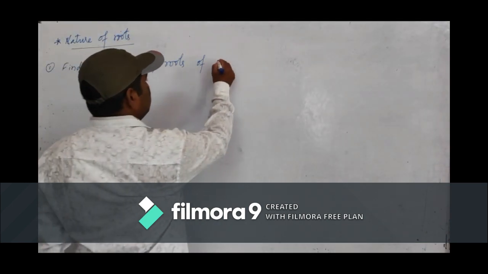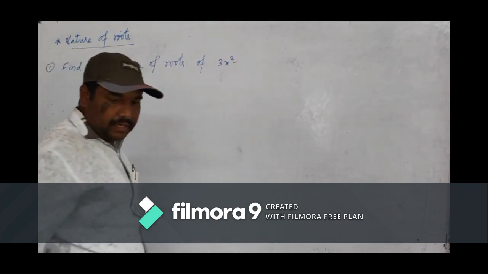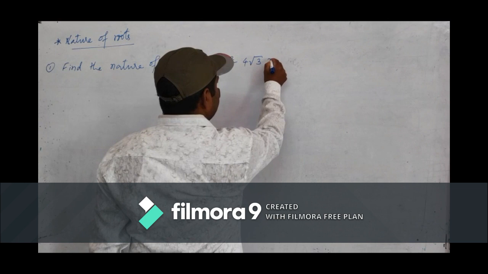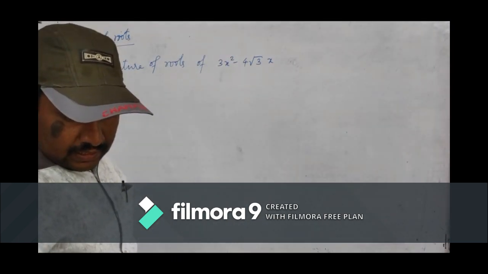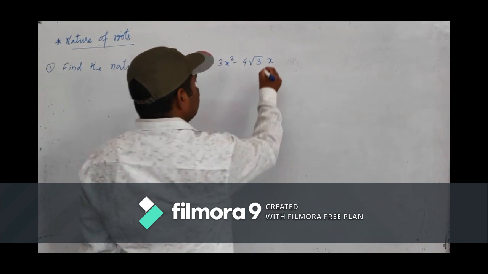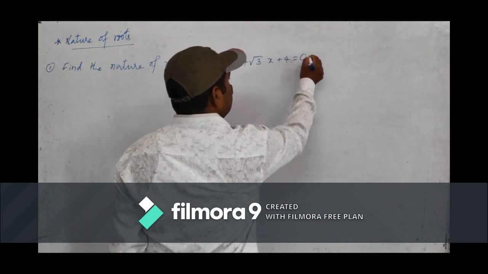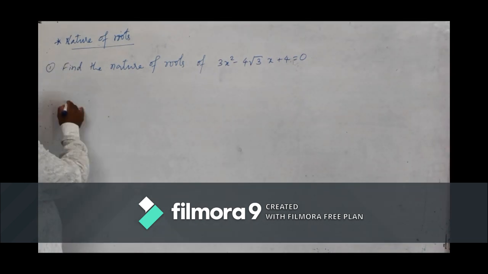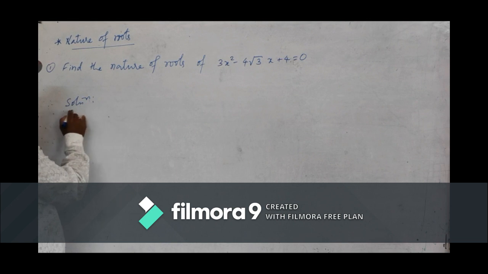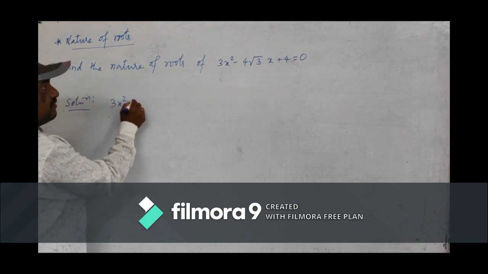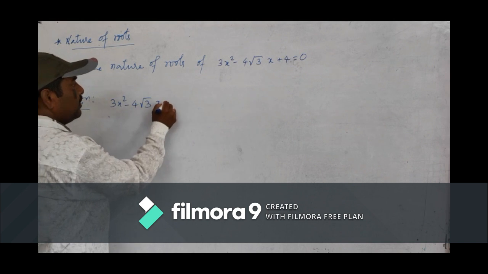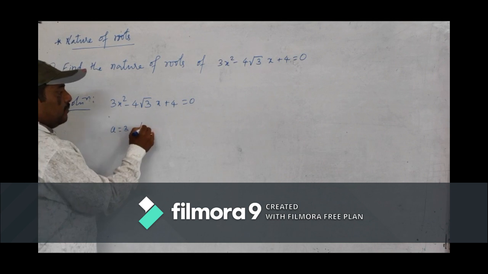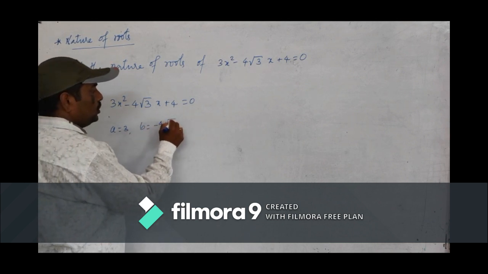Example 2: 3x square minus 4 root 3x plus 4 equals to 0. Now we have to find the nature of roots here. Let us see the solution. The equation is 3x square minus 4 root 3x plus 4 equals to 0. Here a is equal to 3 and b is equal to minus 4 root 3.